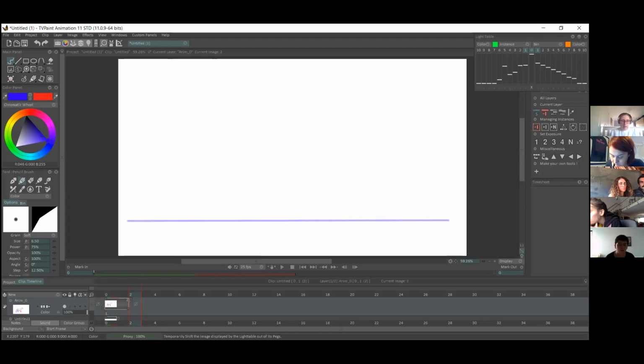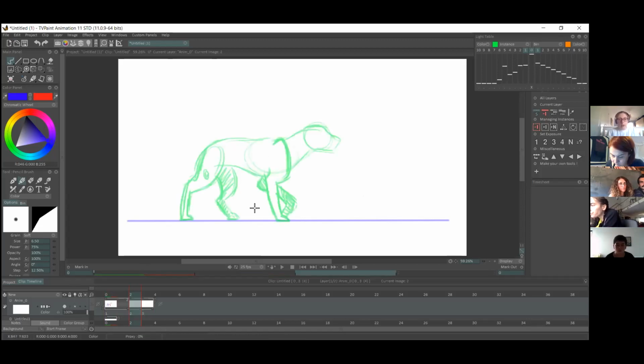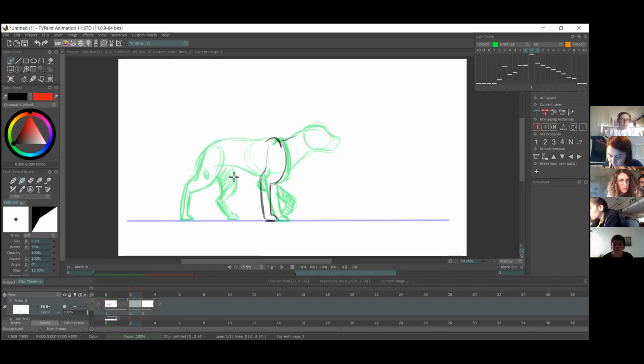So in the next frame, you can do it like that, it's walking on the spot, because that works too. As he's passing, the shoulder that's closest to us is lifting up. And yeah, then the other front leg is coming forward.